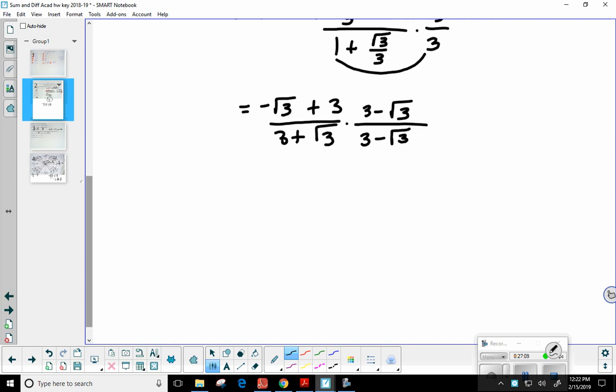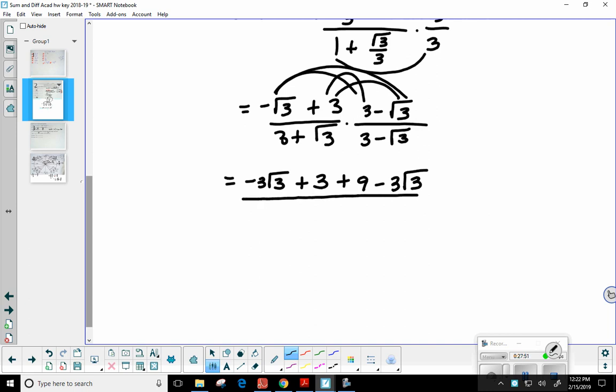Okay. So now we're going to go ahead and FOIL. And actually after that, we should be really close to being done. How do I FOIL again? What's that stand for? First, outside, inside, last. So what is negative square root of 3 times 3? Negative 3 square roots of 3. Outside. So negative square root of 3 times negative square root of 3. That's just plus 3. The radicals are going to cancel. Now the inside, plus 9. And then last, 3 times negative square root of 3, minus 3 square root of 3. And that's all over. Okay.